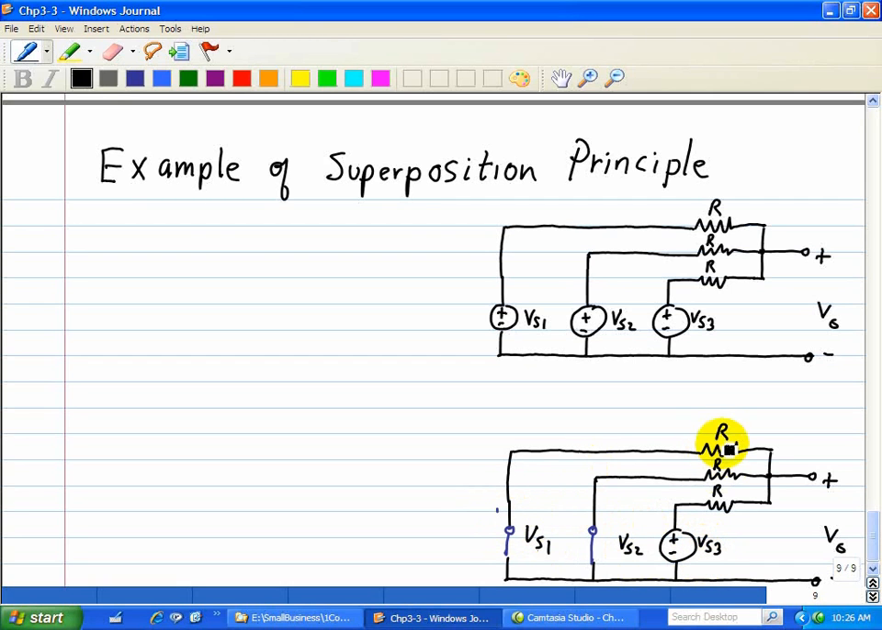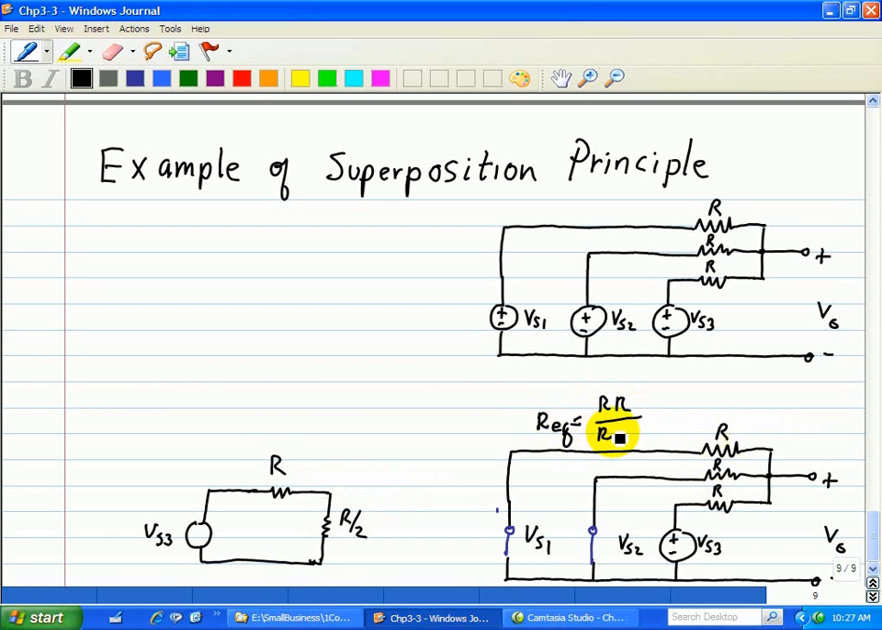We see that these two resistors now are in parallel, and we can use the voltage divider to find VO. So we can redraw this circuit now as VS3 going through the resistor R, and then the two parallel resistors become half of the resistor. In other words, we have R here and R over 2. The R over 2 comes from the fact that these two resistors are in parallel, and the equivalent is R times R over R plus R, which is just R over 2.